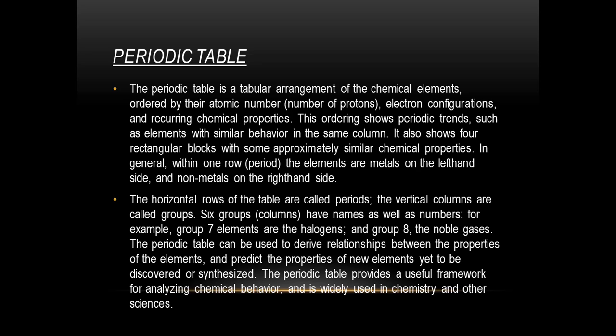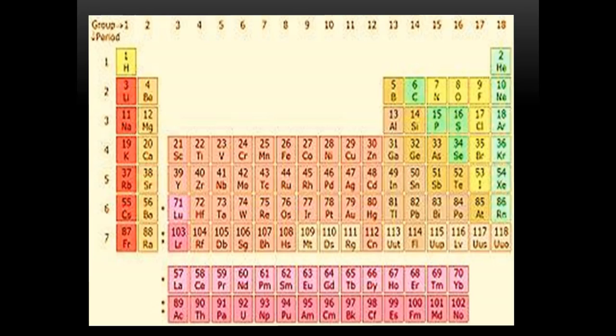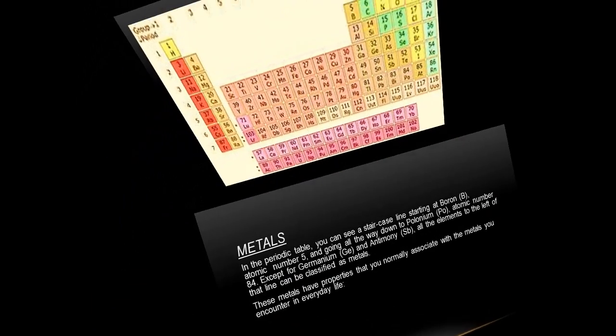The periodic table can be used to derive relationships between the properties of the elements and predict the properties of new elements yet to be discovered or synthesized. The periodic table provides a useful framework for analyzing chemical behavior and is widely used in chemistry and other sciences. Now, this is a brief look at the periodic table. You can see the periods and the groups in this periodic table.